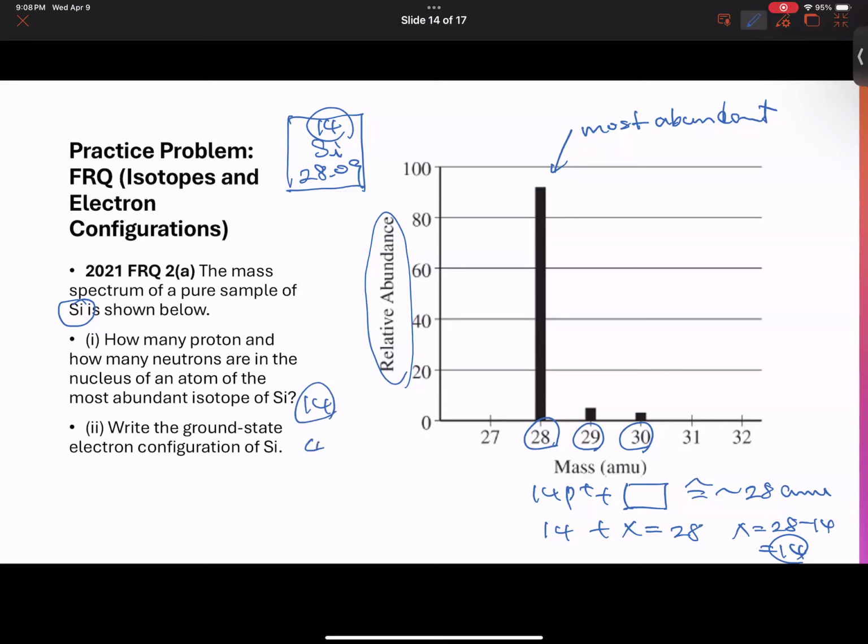Write the ground state electron configuration of silicon. Silicon belongs to group 4A, right below carbon. So it has a neon core and 3s2 3p2, which is 1s2 2s2 2p6, filling up the subshells, and in the valence shell it has 3s2 and 3p2.